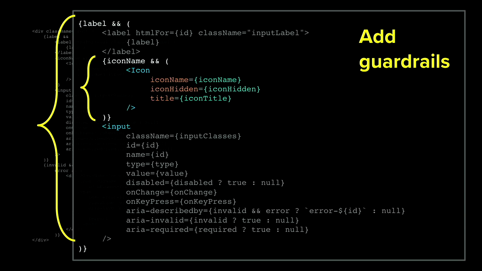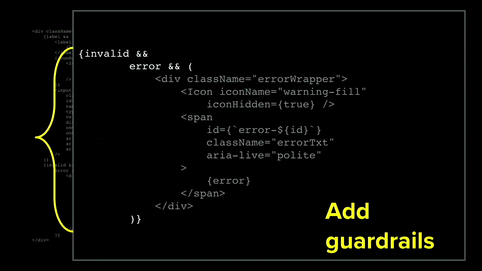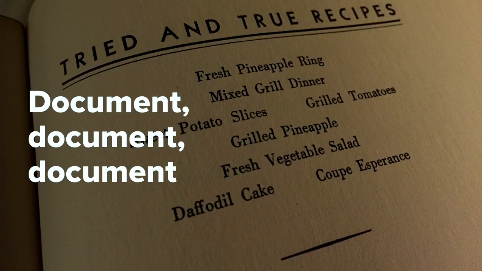So here's a big guardrail for this. If the developer does not pass in a label, the whole input doesn't render. This will encourage developers to pass in labels when they are using your input component. Also, if they don't pass in an icon name, icon will not render. We also do the same thing with our error handling. So if the user does not pass in your invalid function or state and your error message, that whole error message at the bottom will not render at all.